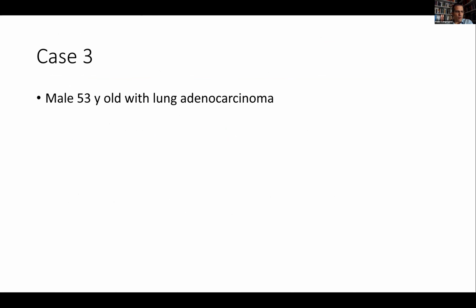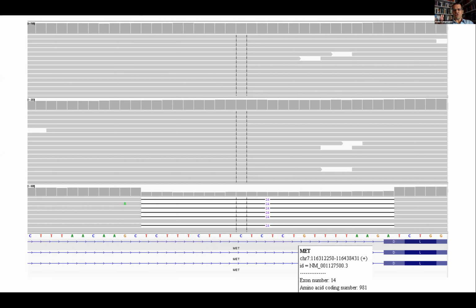And now, just to finish, I want to show just one more case of a patient with lung adenocarcinoma, and this is a case we looked into. We evaluated it using the TruSight Oncology 500 in our clinical practice. So it was a 53-year-old male with lung adenocarcinoma, and this patient had two findings in the DNA, right? One deletion in the MET gene and one NF1 mutation.